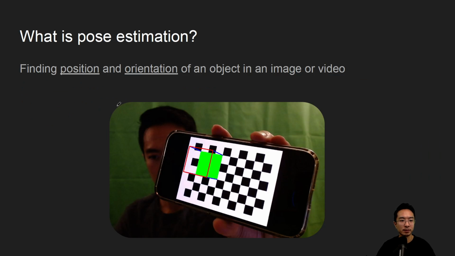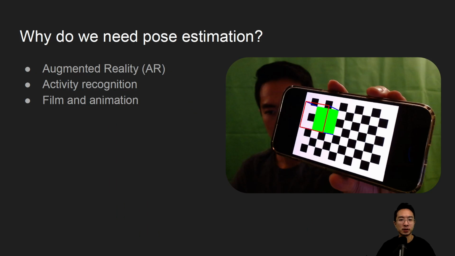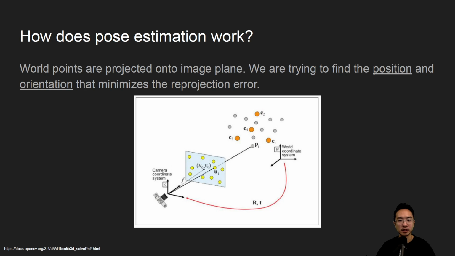So what is pose estimation? The idea is finding both position and orientation of an object in an image or video. So why do we need pose estimation? We have augmented reality, activity recognition, film and animation, and many other examples. So how does pose estimation work?